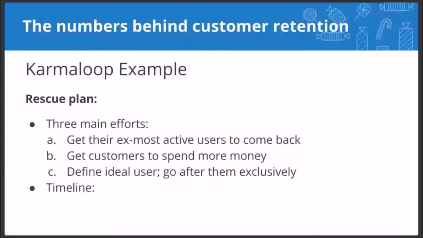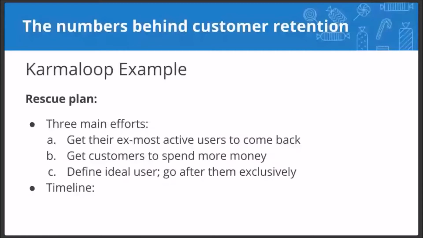The second effort was to get these customers to spend more money, and the third leg of this rescue plan was the only part of the strategy that was going after getting new customers. It was, okay, let's define our ideal user and go after them exclusively. And they set up a timeline of 9 months.